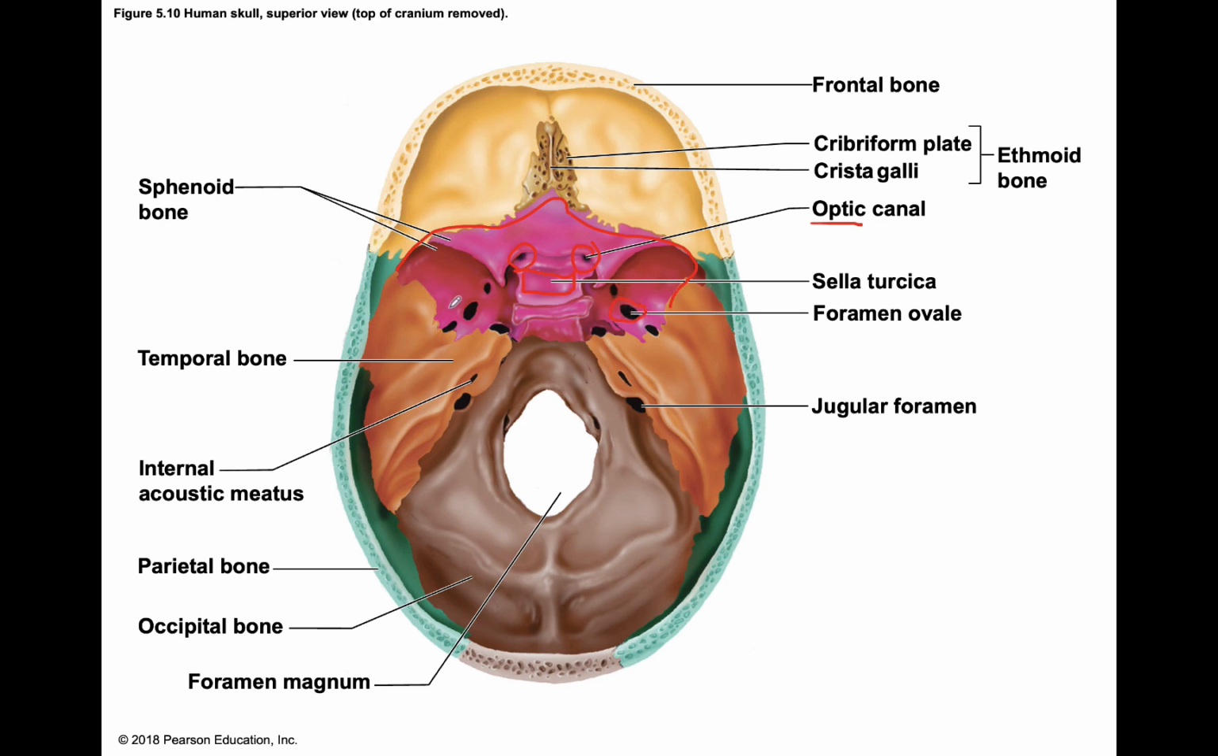This opening and this opening are called the foramen ovale. Then you have this opening and this opening, and I think we mentioned this a few slides ago, the internal acoustic meatus. The outside of it is going to be the external one. And then this last one here and here, these are called the jugular foramen. It's where your jugulars run through. Jugulars are veins. They go up and down from your brain. And the large opening in the middle, where your spinal cord goes down out of, is called the foramen magnum.